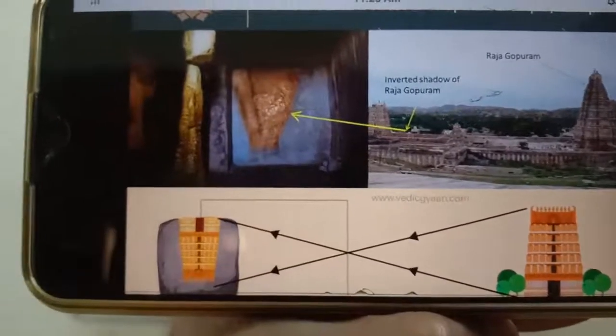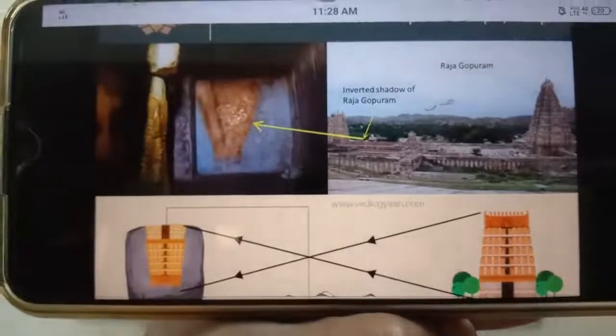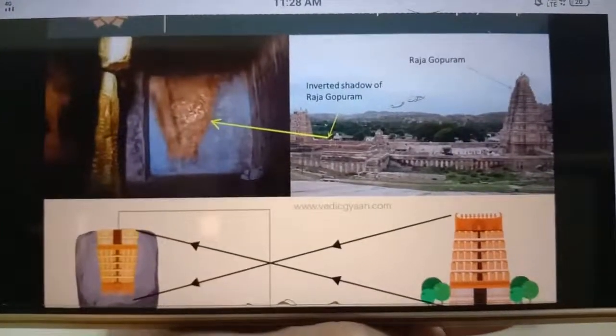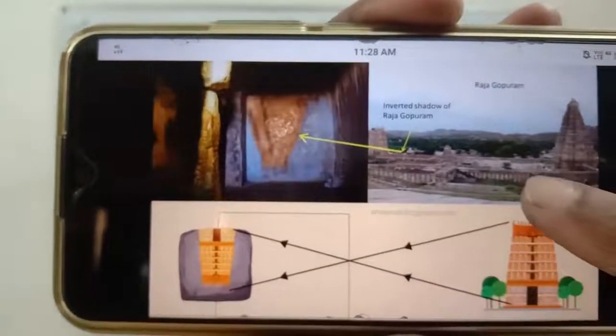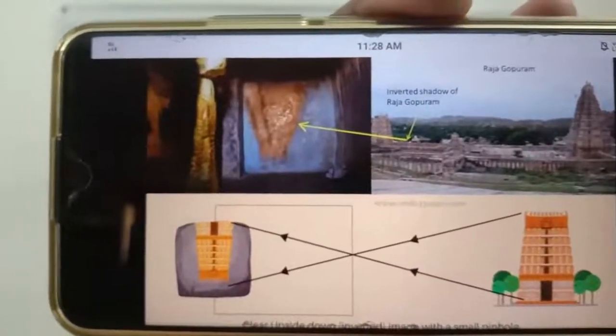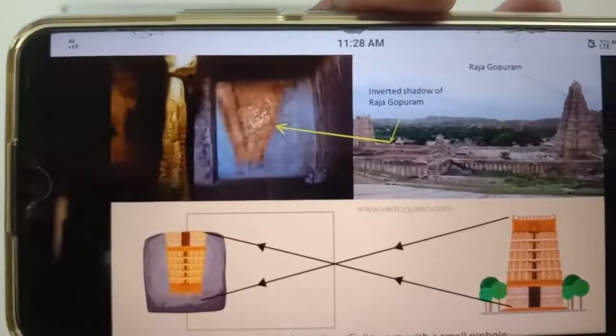It is totally inverted in the one room, the small dark room, where you can see the inverted image of that tower. Very interestingly, where to place the hole is very important in this concept.